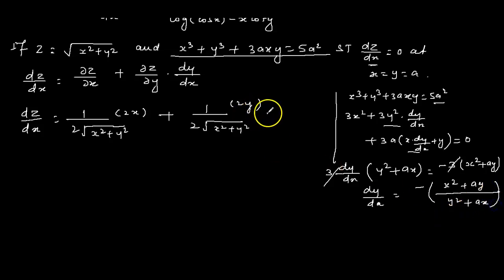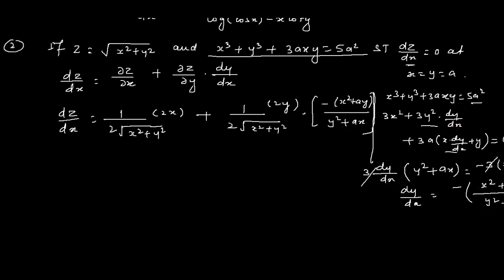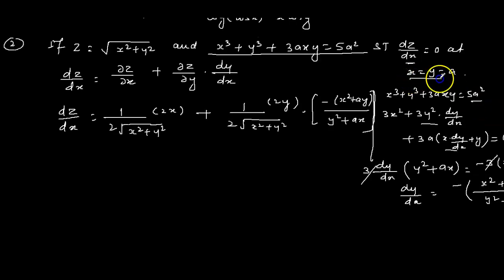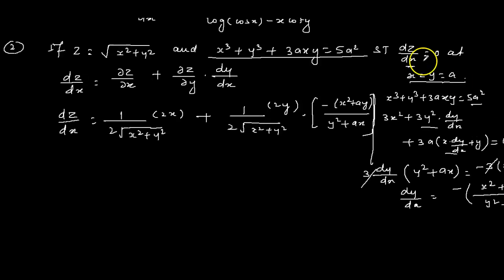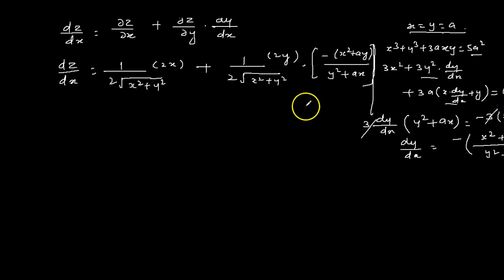This value we can substitute here: minus of x square plus ay divided by y square plus ax. So now we have to put the conditions here, that x and y are equal to a, and check what value we get here for del z by del x, which is equal to 0. So we'll put it here, del z by del x at x equals y equals a.